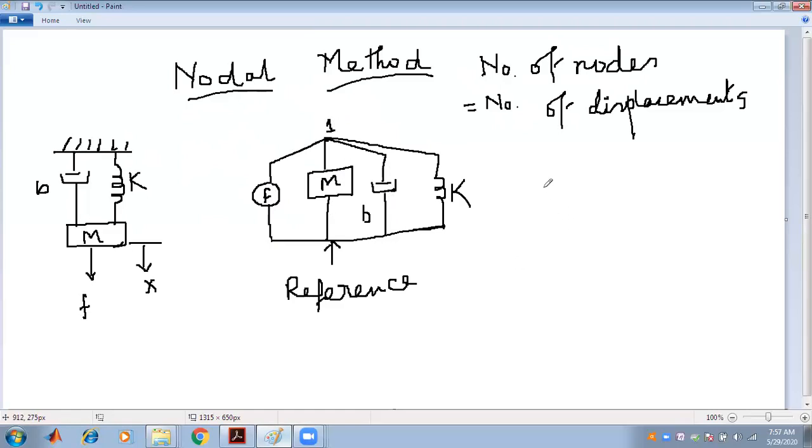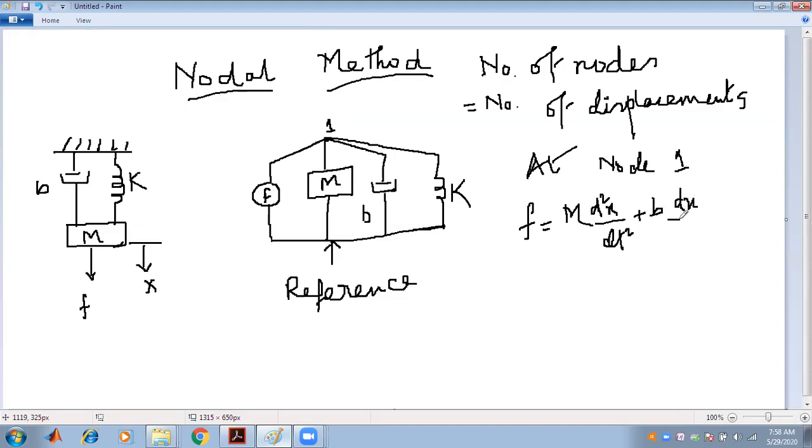So if I draw the equation at node 1, how can you write the equation? The force acting in favor of the motion will be equal to the forces acting opposite to the direction of the motion, which is M d2x by dt square plus B into dx by dt. This is the damper or frictional force, directly proportional to the velocity. The first force is known as the inertial force, directly proportional to the acceleration. And the third one is the spring force, with the spring constant K.